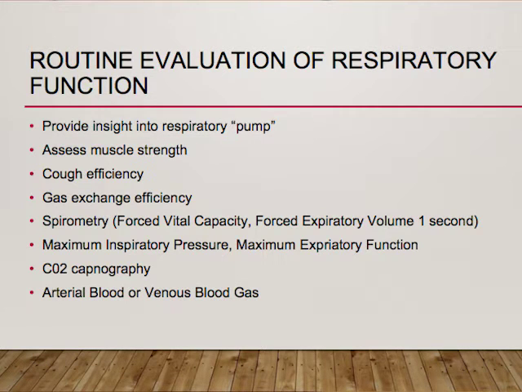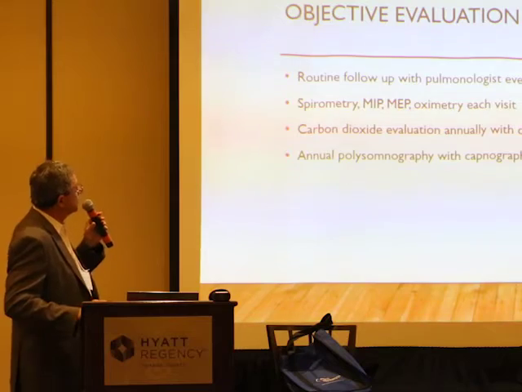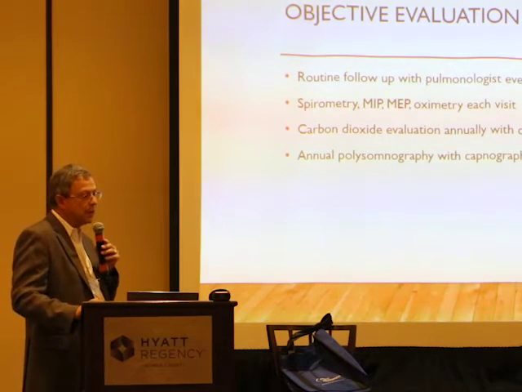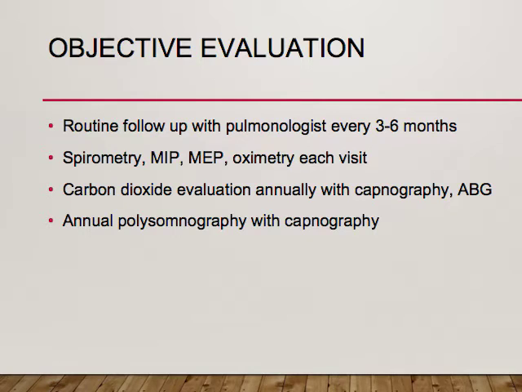And then we can also use arterial blood gases or venous blood gases. So for a typical evaluation, it's important to be seeing a respiratory physician every 3 to 6 months, depending on your level of stability. We typically look at spirometry and MIP and MEP measurements, and we do oximetry at every visit a patient comes in. And then we also look at things that evaluate the carbon dioxide buildup, either with capnography or arterial blood gas. Then, depending on the situation, we'll get an annual polysomnogram if we are worried about the development of a sleep disordered breathing syndrome.